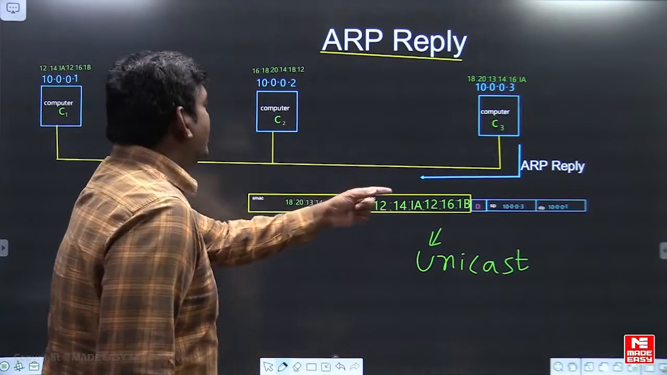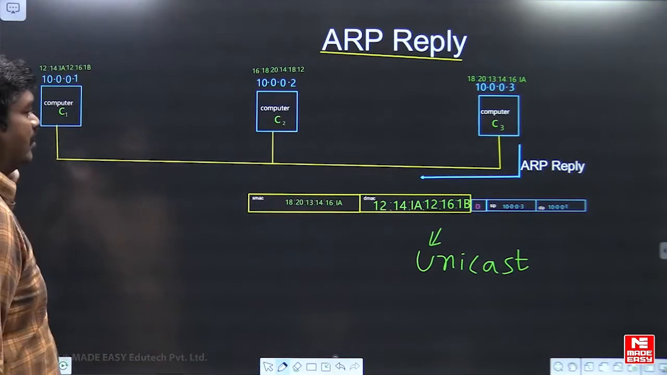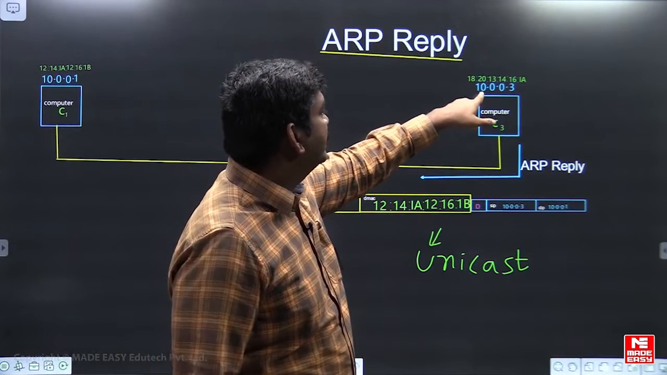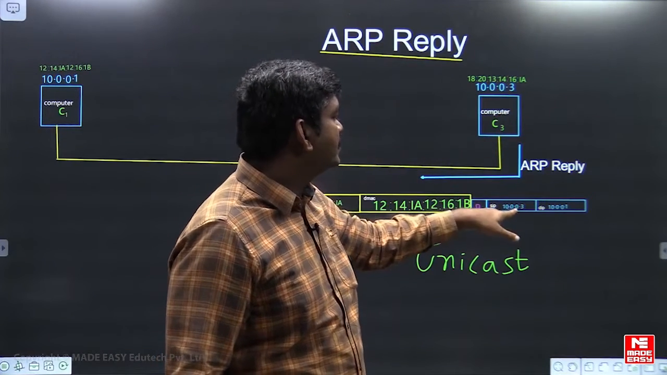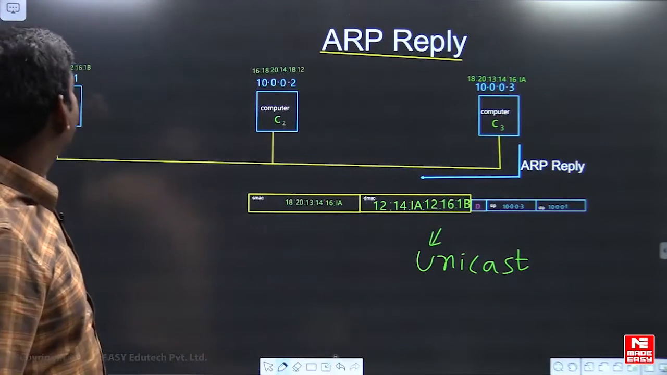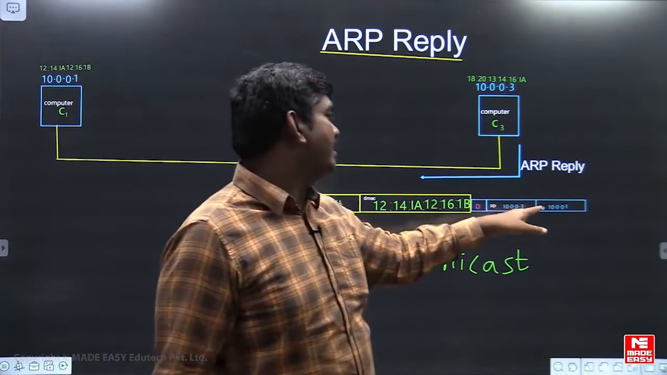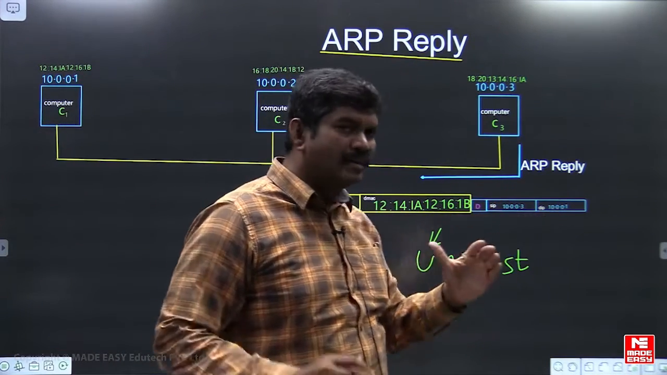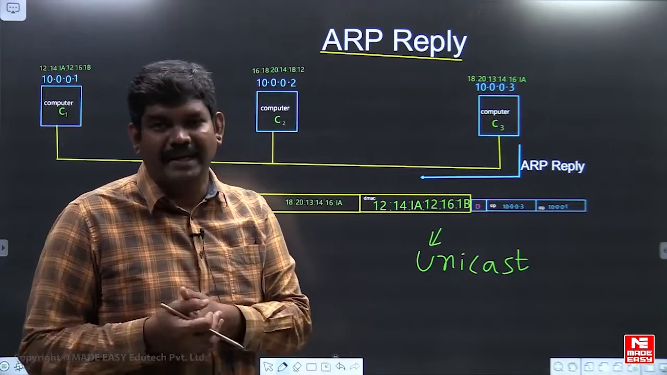It will directly go to that particular system only. See that the source IP is altered, because now this is transmitting a 10.0.0.3 source IP. The destination IP is what this computer has requested, so it is 10.0.0.1. For that packet, the data link header is attached.